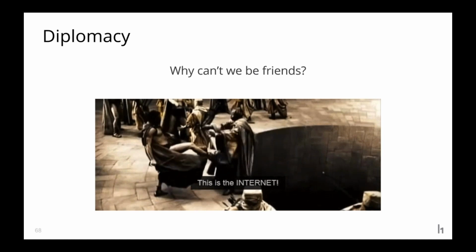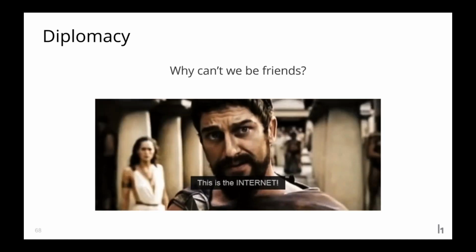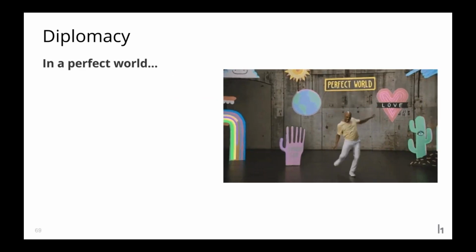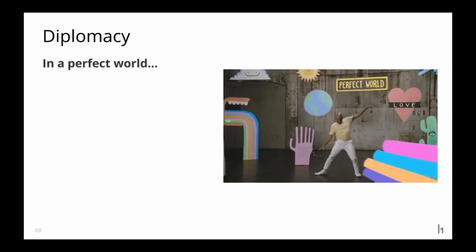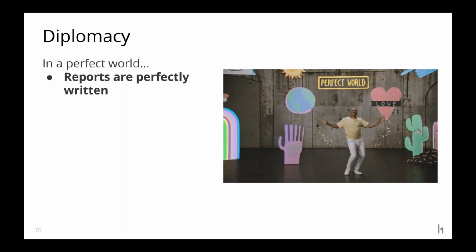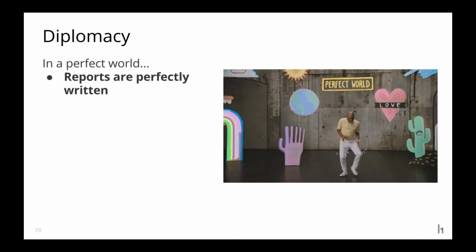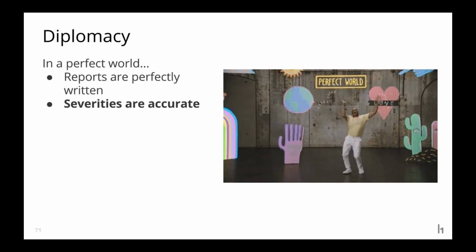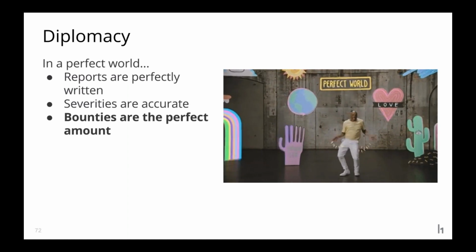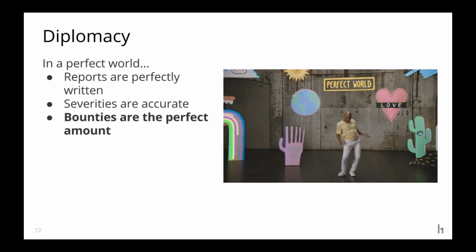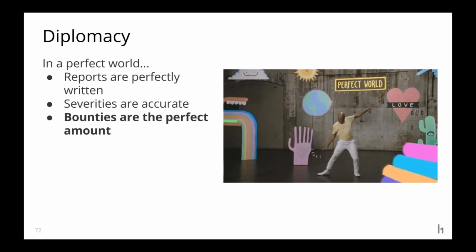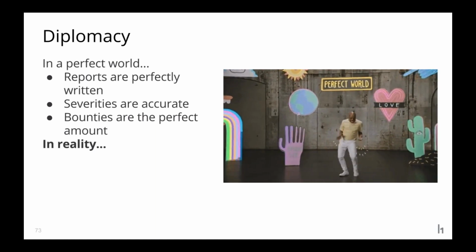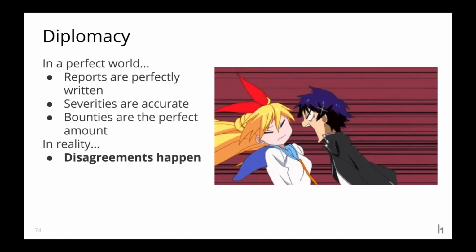Diplomacy. Why can't we be friends? Well, as we all know, this is the internet. Disagreements do occur. In a perfect world, in our lovely imaginary world, every single report is perfectly written, severities are always accurate, hackers always assign the right severity to every bug that they submit to you, and bounties are always the perfect amount. Hackers are super happy with the amount that you've given them for their report.